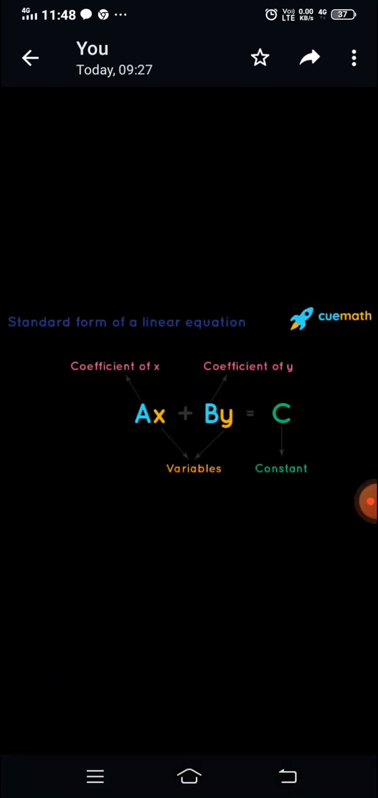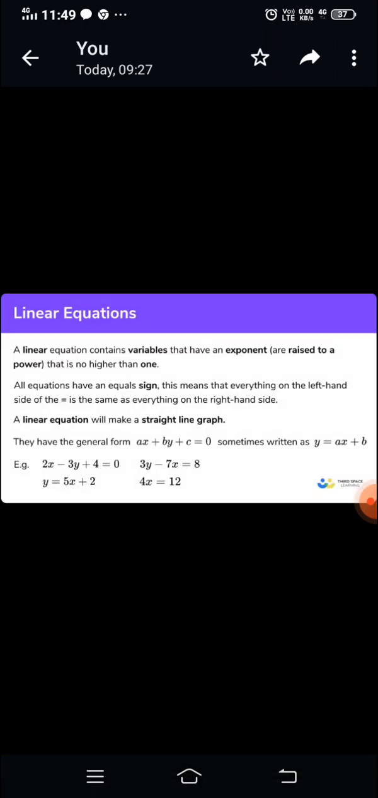Now we can define the standard form of a linear equation as ax plus by is equal to c. Here a and b are the coefficients of the variables x and y respectively, and c is the constant term. A linear equation contains variables whose exponents are raised to a power no higher than 1. That means the highest power of the variable should be 1.